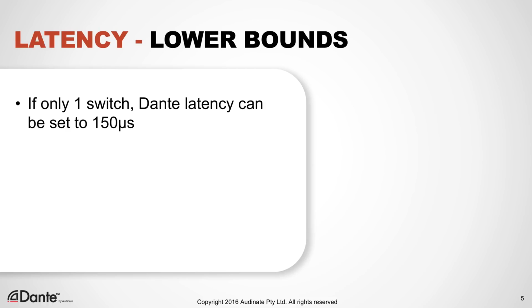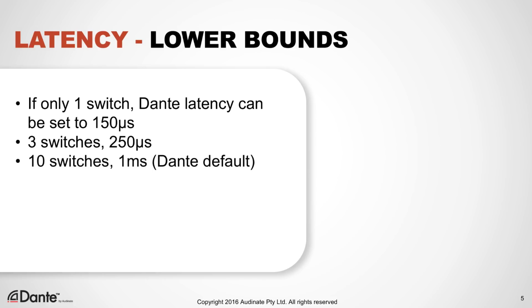But this fixed latency has some lower bounds to which we must pay attention. As an example, a very small Dante network with only one switch may use the lowest Dante setting of 150 microseconds. As the number of switches and thus devices grow, our minimum value increases. For networks with 3 switches, minimum latency is typically 250 microseconds. At 10 switch hops, the recommended Dante latency is 1 millisecond, which is a common default value.